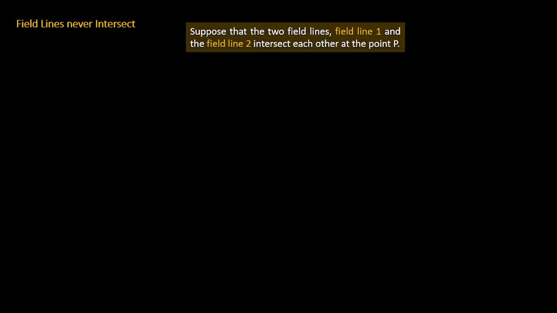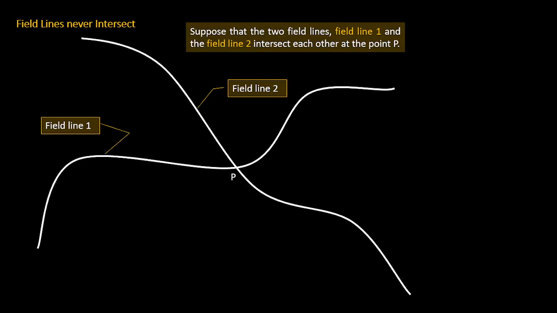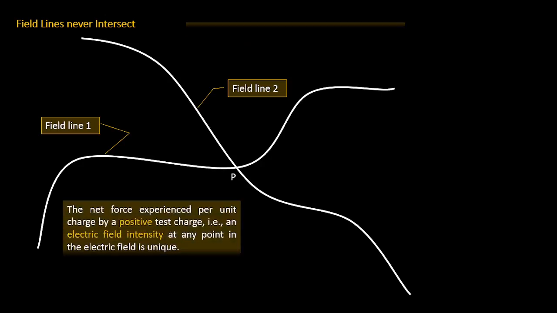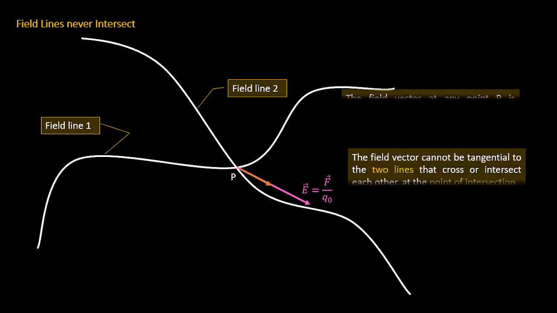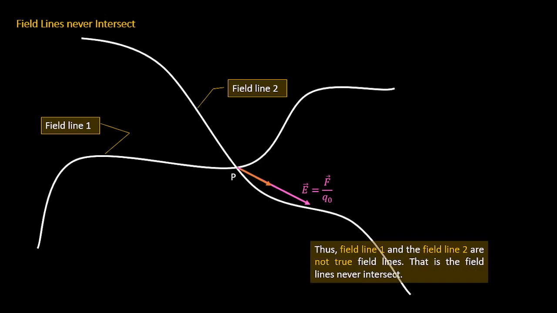Suppose that two field lines, field line 1 and field line 2, intersect each other at point P. The net force experienced per unit charge by a positive test charge, that is, the electric field intensity at any point in the electric field, is unique. The field vector at any point P is tangential to the field line at that point. The field vector cannot be tangential to two lines that intersect or cross each other at the point of intersection. Thus, field line 1 and field line 2 are not true field lines. That is, the field lines never intersect.